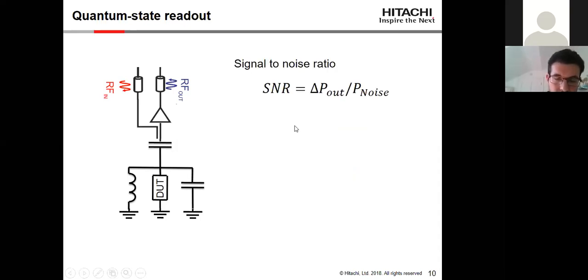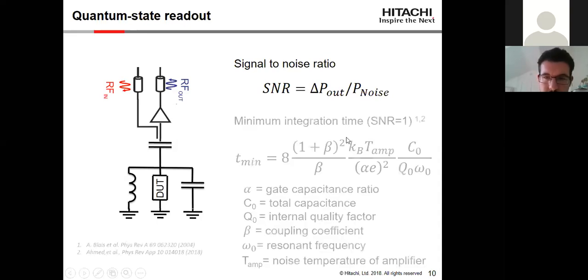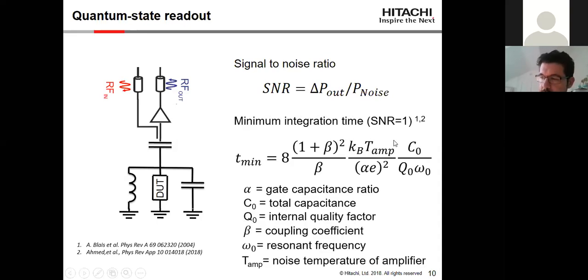Good. We've analyzed this problem quite carefully and extracted the signal-to-noise ratio, which is nothing but the change in reflected power between state 0 and state 1 of your qubit divided by the noise power of your system. And in the small signal regime, the minimum integration time, so this is the time you need to integrate for an SNR of 1, has this particular formula, which will enable us to improve the sensing method.